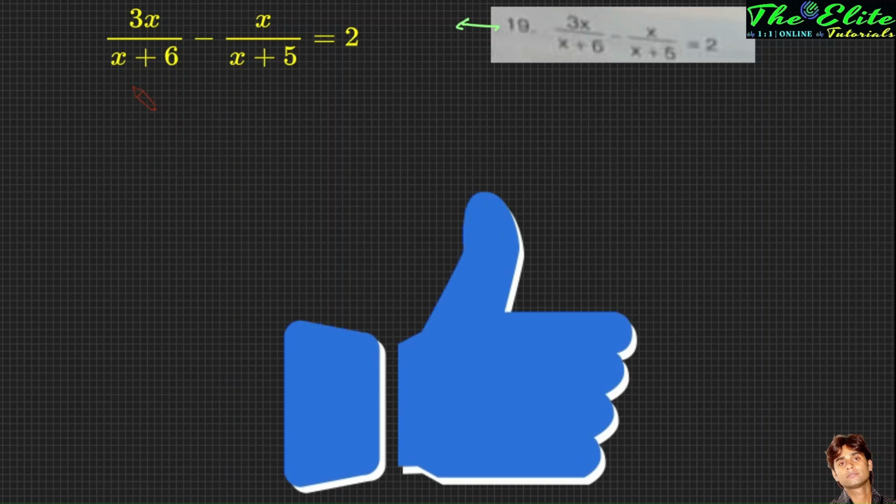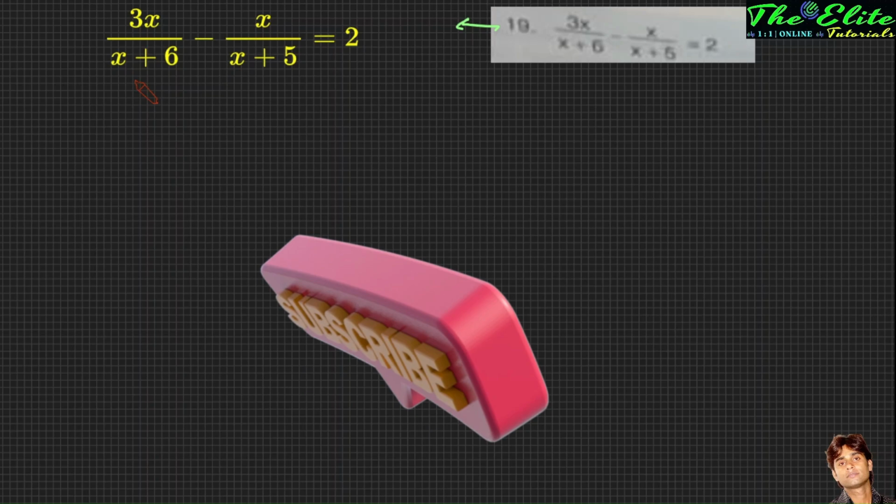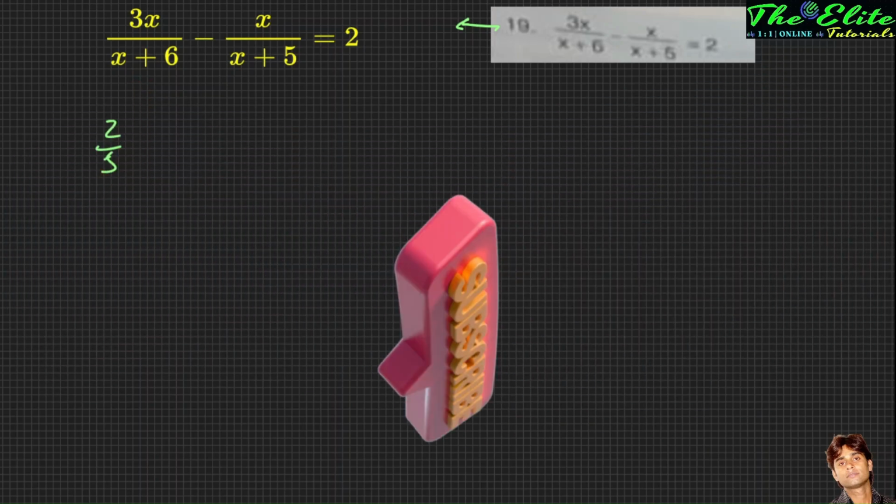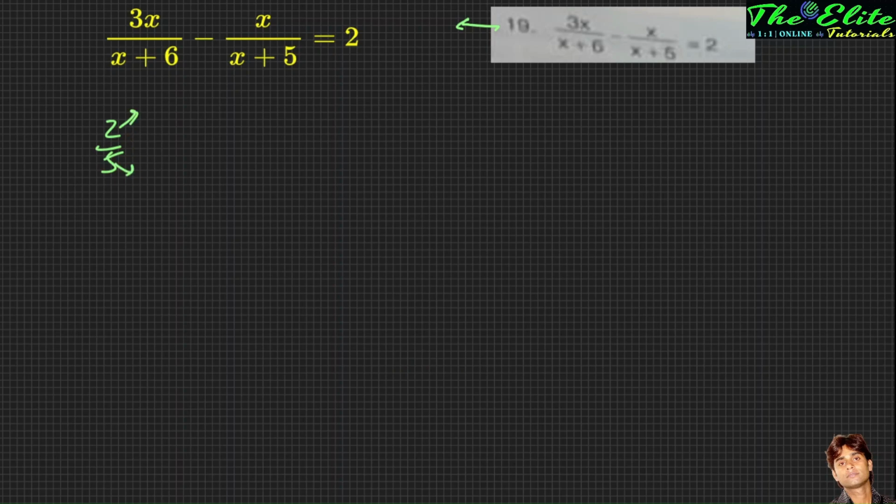So we can see here that 3x upon x plus 6 is a kind of fraction, and we have 2 upon 5, which is also a fraction. Here is the numerator, here is the denominator. We can consider 3x upon x plus 6 as a fraction like 2 upon 5, where 2 is the numerator and 5 is the denominator. I'm just giving an example.